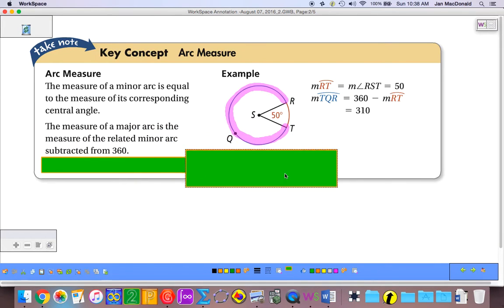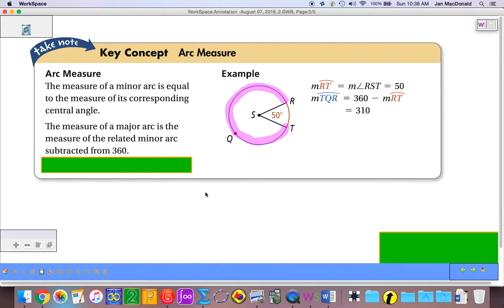Once again, the measure of a major arc is the measure of its related minor arc subtracted from 360. Finally, we all know the measure of a semicircle is 180 degrees.